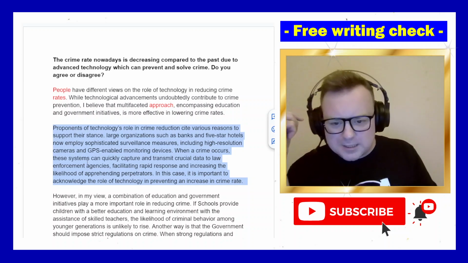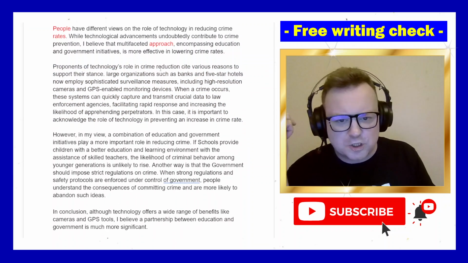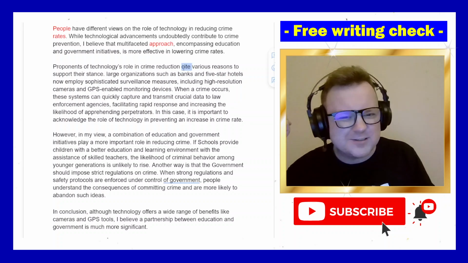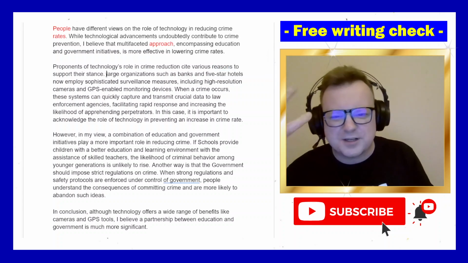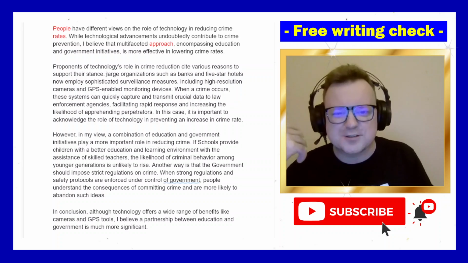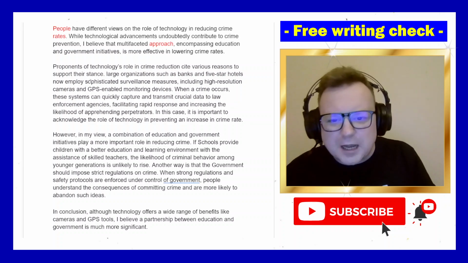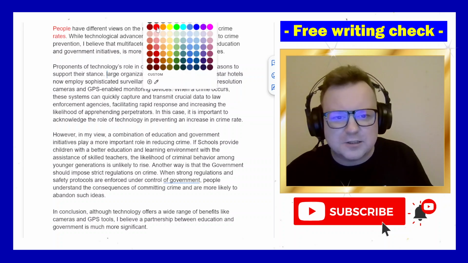But okay, let's look at it for language. So proponents of technology's role in crime reduction cite various reasons. Can you cite a reason? Maybe you can. Cite various reasons to support their stance. Okay, but let's get into it. Let's have a nice topic sentence, something that tells us why they support it. But okay. Large organizations, we get a small L here. We need a capital L. It's the start of a sentence.